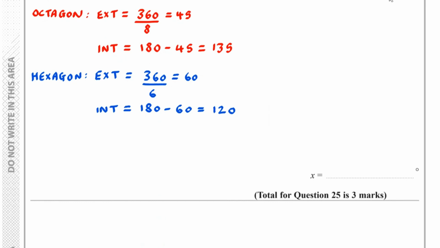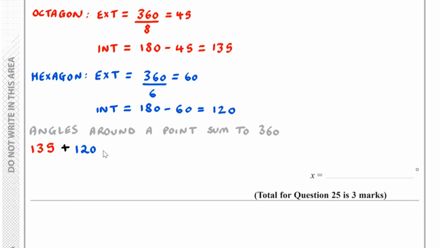Now, what we know, angles around a point sum to 360, so I've got 135 added to the 120 added to the angle x. This is all equal to 360. So we've got x plus 255 equals 360, meaning x is 105.